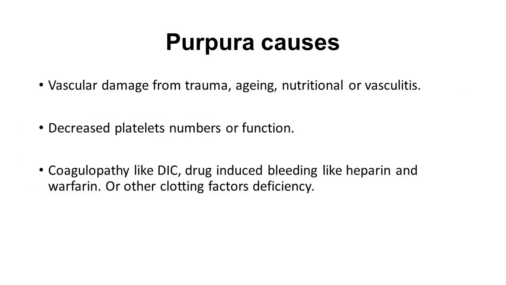Purpura causes: vascular damage from trauma, aging, nutritional causes or vasculitis; decreased platelet numbers or function; coagulopathy like DIC; drug-induced bleeding like heparin and warfarin; or other clotting factor deficiency.